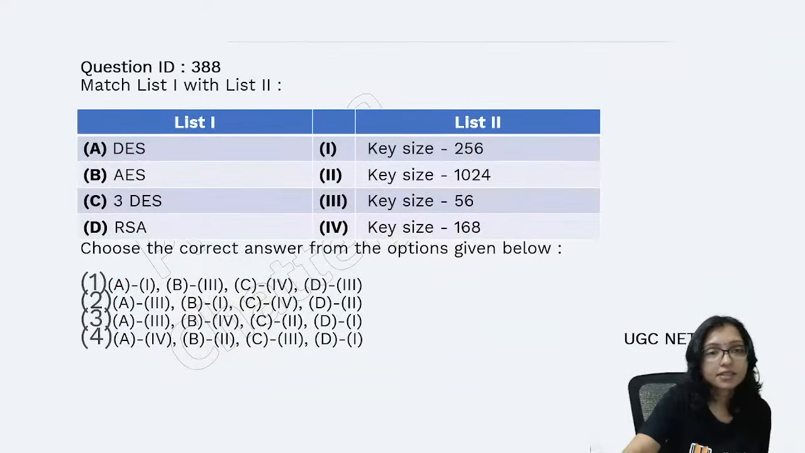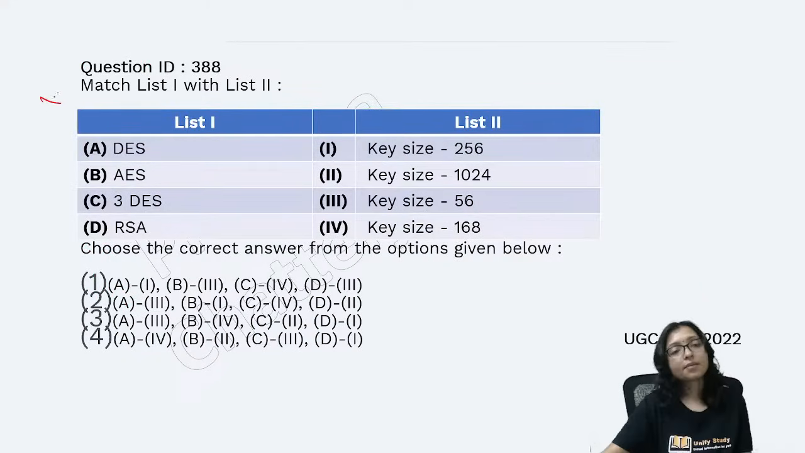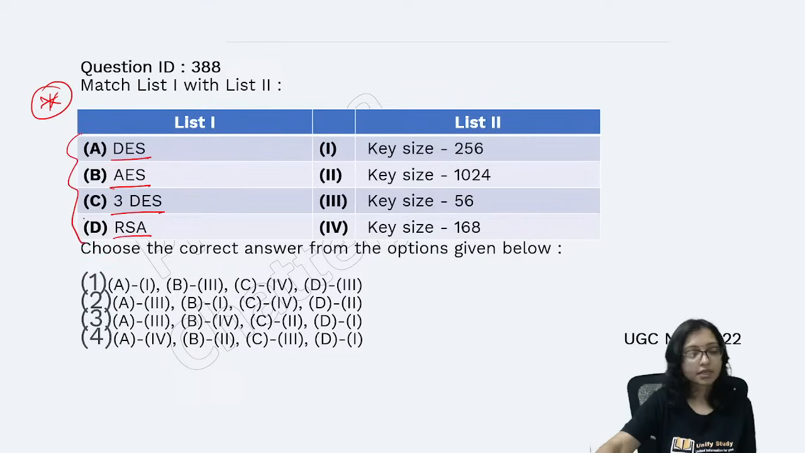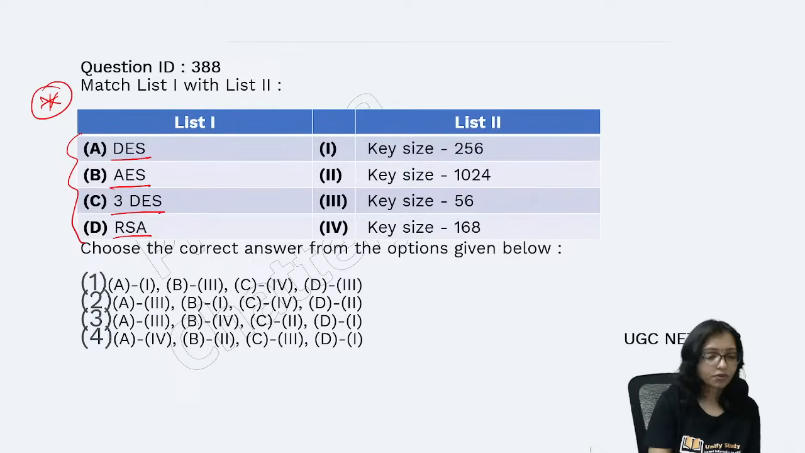Yes. Achha, do this one. This matching is also very important. DES, AES, 3DES, RSA. All these matchings are coming. That is also very important. All these matchings are important for you.